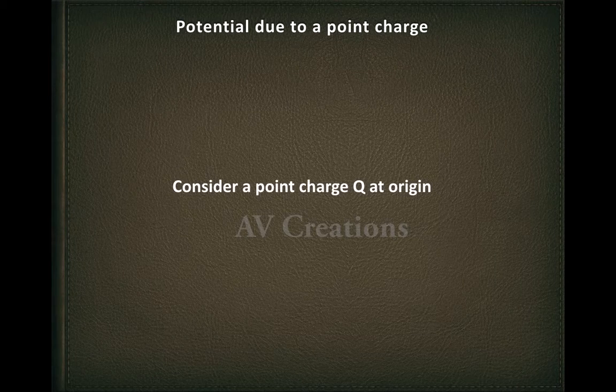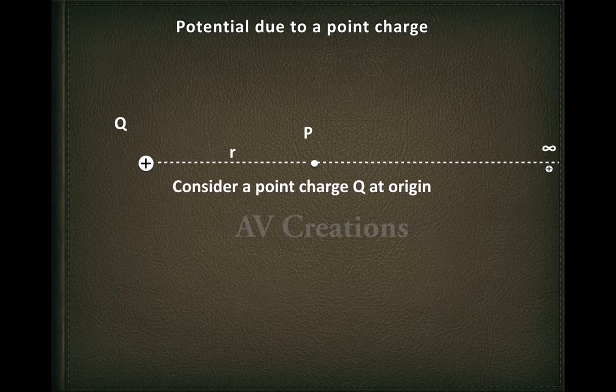So we are going to consider a point charge Q at the origin. There is a point P which is at a distance of R from the charge Q, and there is a test charge of magnitude 1 at infinity. We need to bring this test charge to this point from infinity. We need to find that entire work done. That will be the expression for potential due to a point charge.